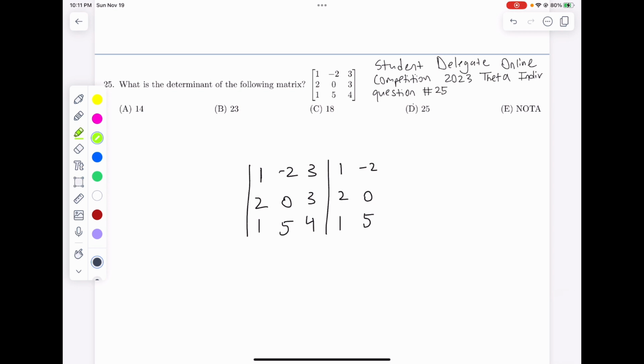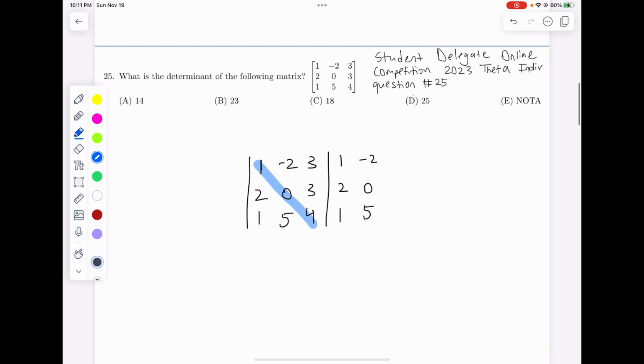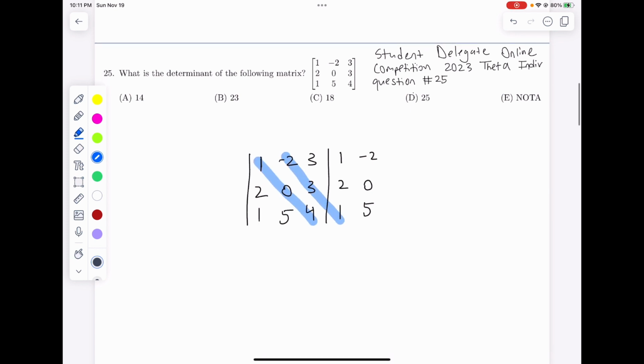So this is a problem from the recent Student Delegate online competition, Theta Individual. And I put it into the form with the first two columns added to the end of the matrix. So then we do the same thing. 1 times 0 times 4 plus negative 2 times 3 times 1 plus 3 times 2 times 5, which would be 0 minus 6 plus 30.